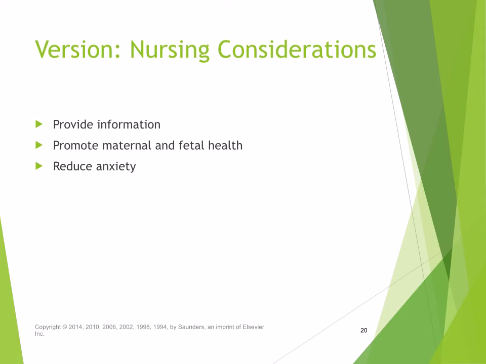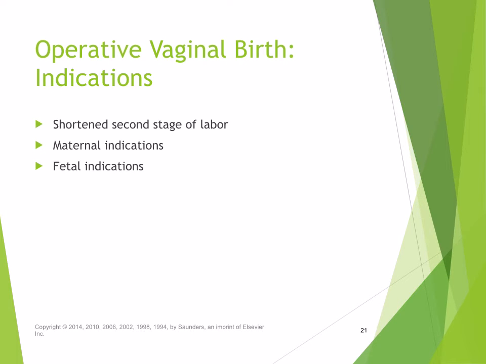Some considerations including really educating our patients for the procedure that's about to occur, some of that anticipatory guidance, promoting maternal and fetal health and reducing anxiety, discussing what the procedure might be like, what the patient will experience, what some normal outcomes are. Operative vaginal birth, some indications would be to promote a shortened second stage of labor.